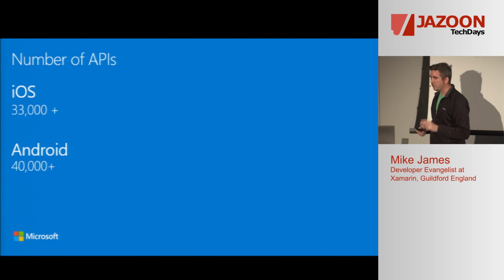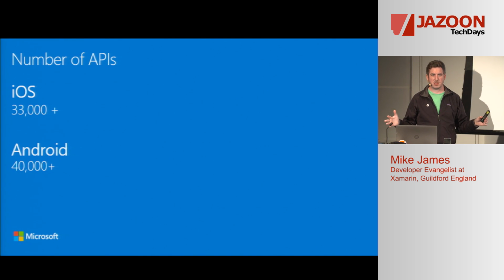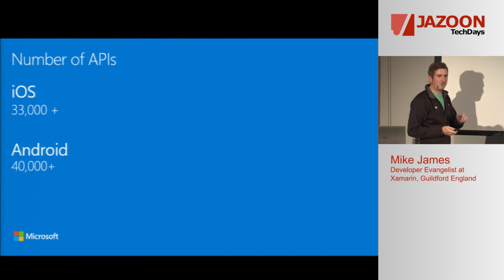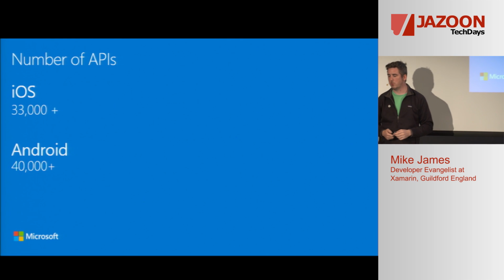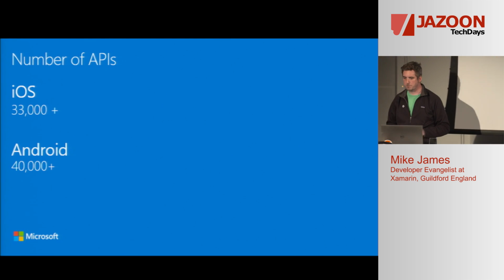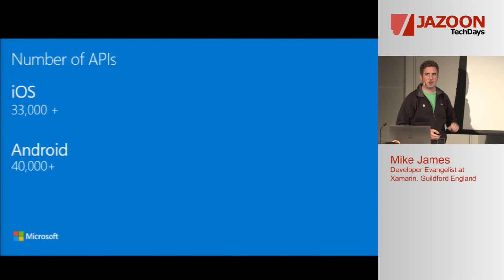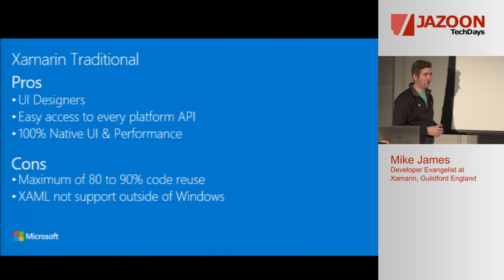So we have two approaches with Xamarin development. We have the traditional approach, which is what I've been talking about. Minimum 75% code reuse, 25% unique to each platform, and you have that one-to-one access to every single API that the Objective-C and Swift and Java developers have access to. And then we have Xamarin.Forms, and Xamarin.Forms is an abstraction above that. But I want to talk about traditional first before we jump into Xamarin.Forms.